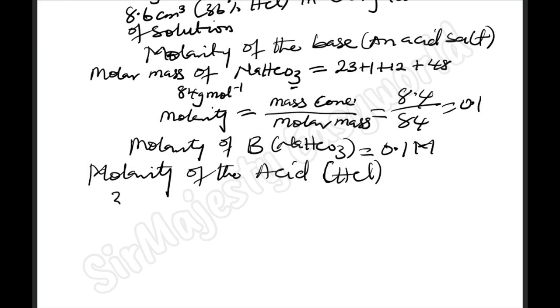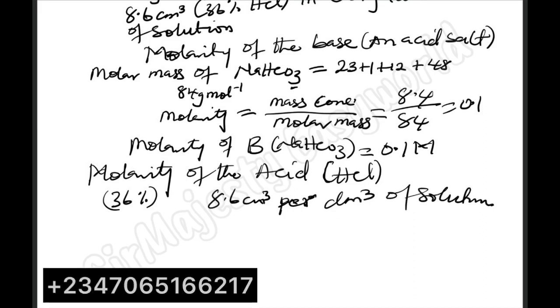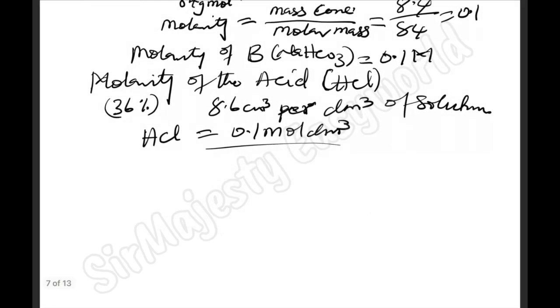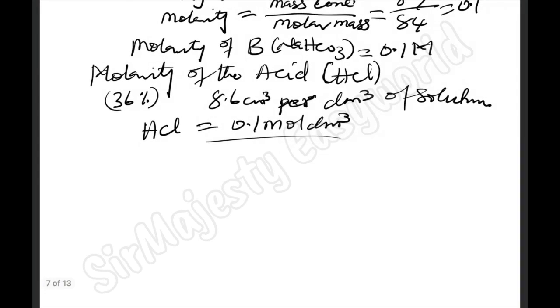But since they told us that it is HCl and the percentage is 36, 8.6 cm cube of it per dm cube of solution automatically means 0.1 also. So the molarity of HCl is equal to 0.1 mole per dm cube. So we have gotten the molarity of the acid and the base, which makes it easier now for us to calculate our endpoint.